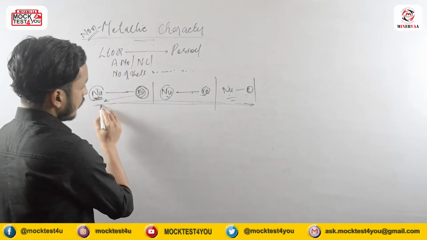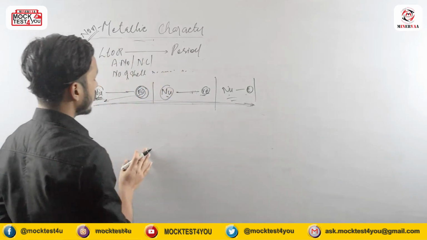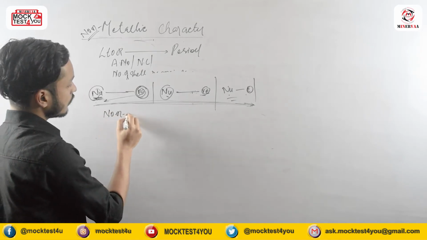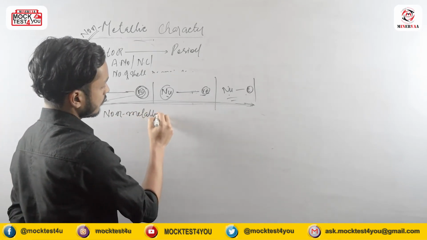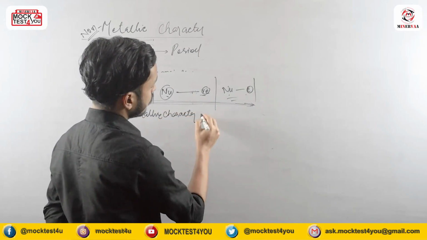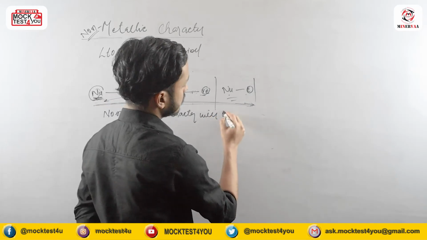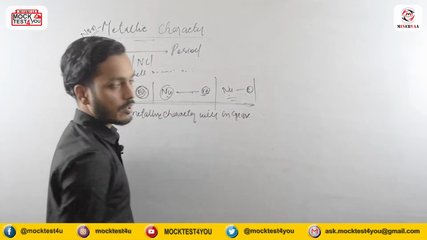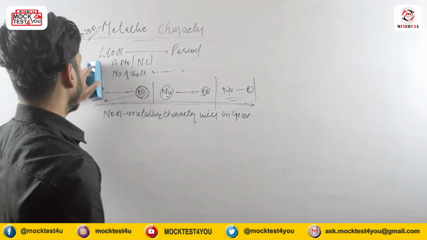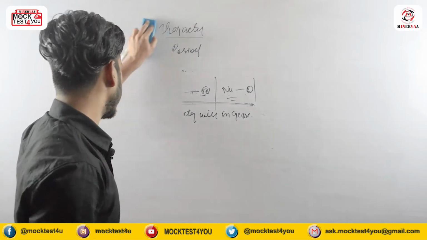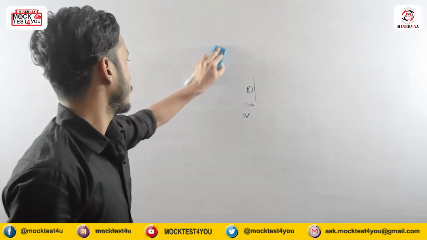So what we can say, when we are moving from left to right across the period, the non-metallic character or nature will increase. I hope you have understood this, right? Very simple concept. Now, next we will talk about ionization enthalpy or ionization energy or ionization potential, okay?